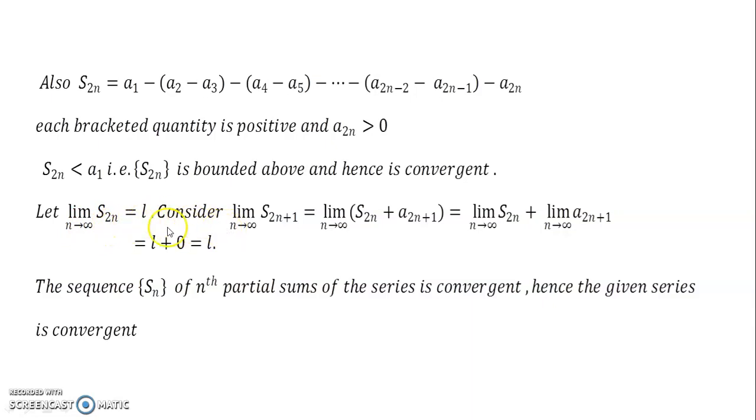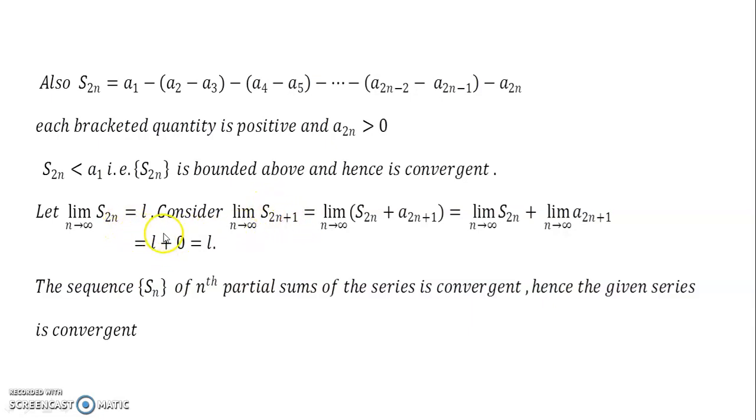Now I consider S2n+1, which is equal to S2n plus A2n+1. As we already know, A2n+1 is 0 as n approaches infinity. So S2n+1 is S2n plus A2n+1. This is 0 as n approaches infinity, and only S2n remains. S2n is L, so S2n+1 is also L.